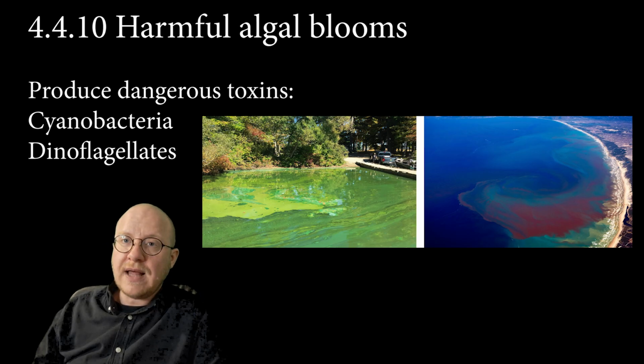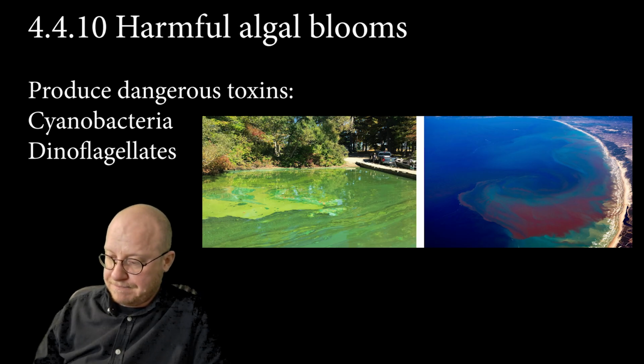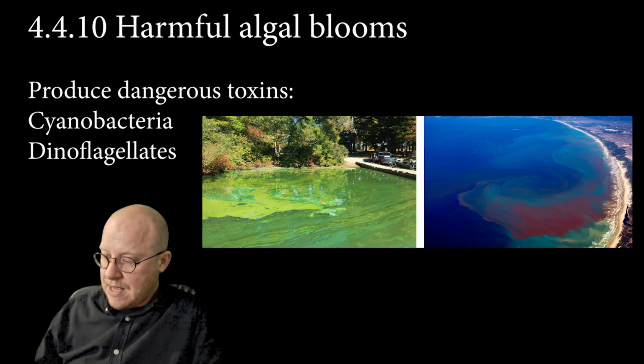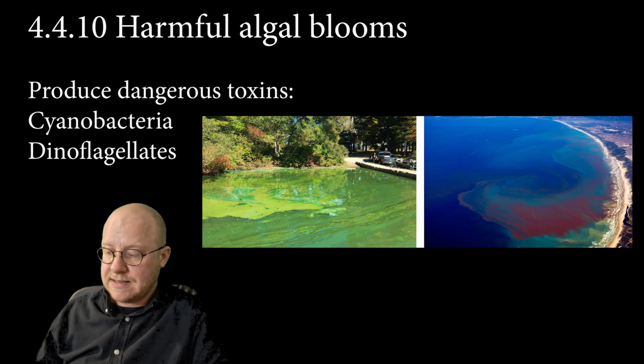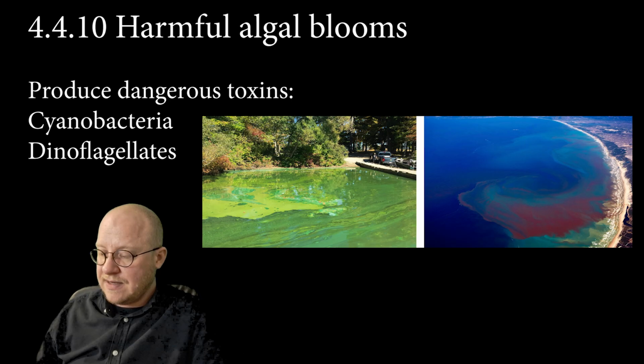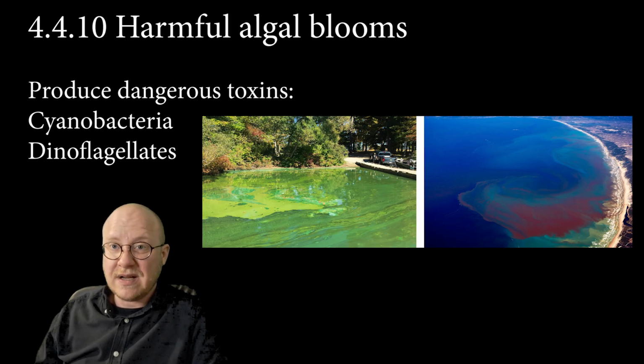4.4.10, harmful algal blooms. Harmful algal blooms contain a variety of organisms, including cyanobacteria, protists, algae, and dinoflagellates. A small number of these organisms produce potentially fatal toxins. In freshwater, cyanotoxins are the most common toxins. Within the harmful algal blooms, HABs, that occur along coastlines, dinoflagellates produce different toxins, including neurotoxins.